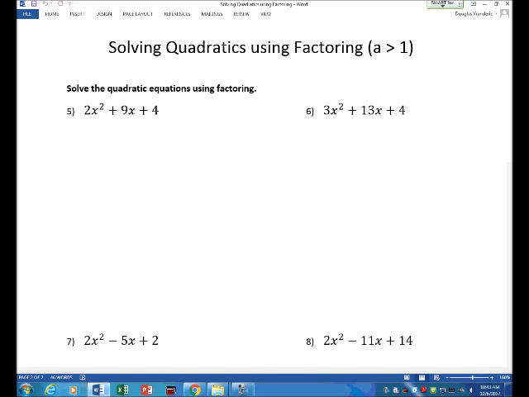Now, you'll also notice that I do not have a table or a box with any of these. So I'm not expecting you to use a table or a box for 5, 6, 7, and 8. I think these problems are a little bit more challenging. If you can manipulate this stuff mentally in your head, it makes it a little bit easier. If you can't, that's okay. You'll just have to do a lot more work to check to see if you factored correctly.